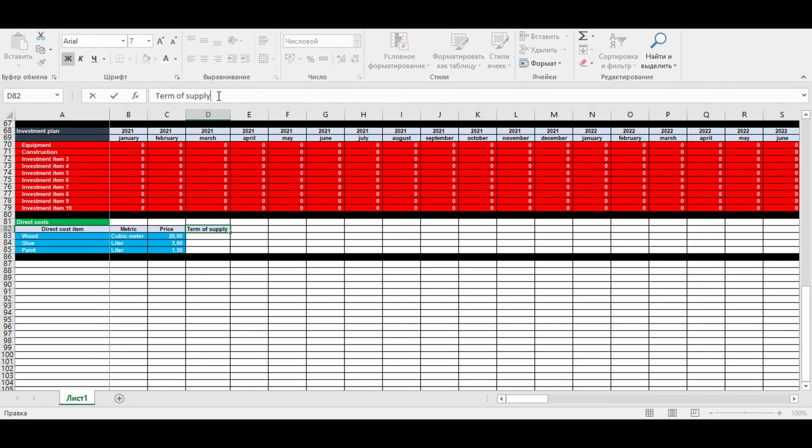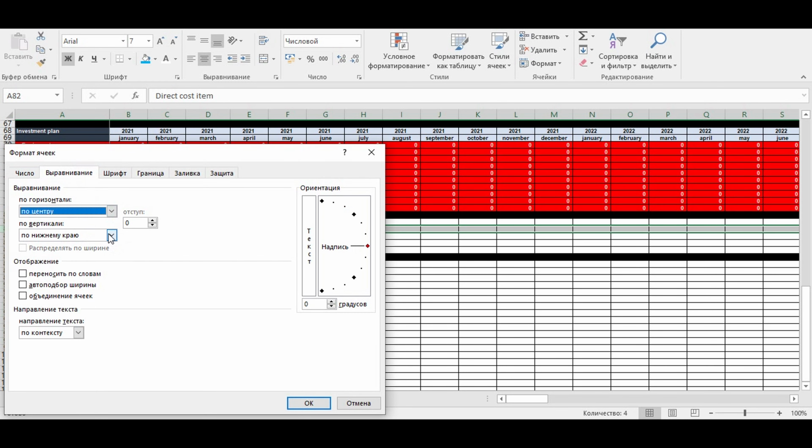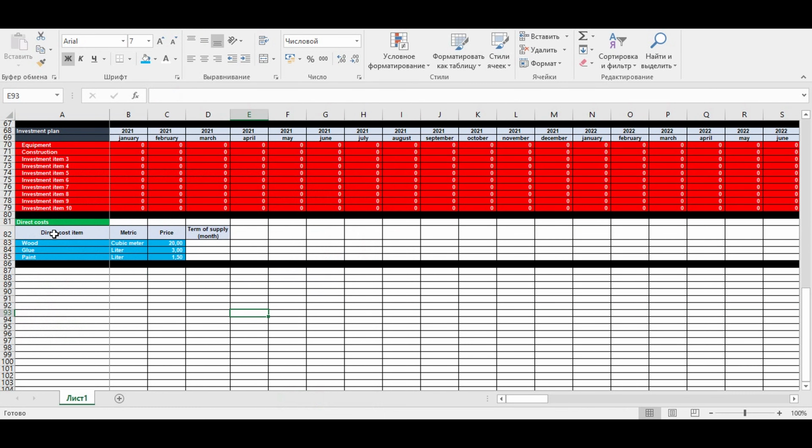Terms of supply in months. And for example, here we can enter from 0 to 3 months. Later I will show you how this item will be implemented in the model. If there is no time interval in supply, we put zero. If we have a month interval for supply, we put here one, and so on, up to three.